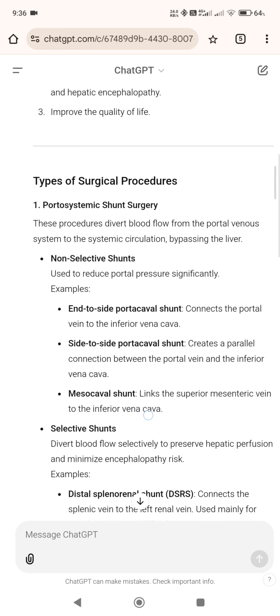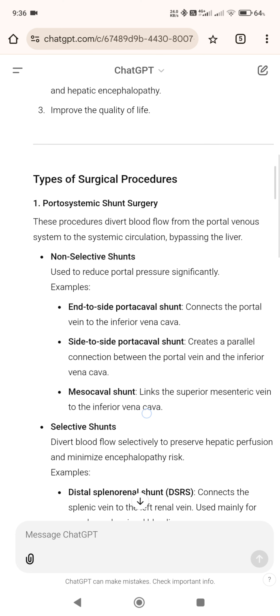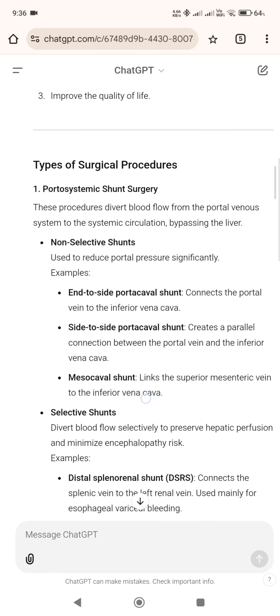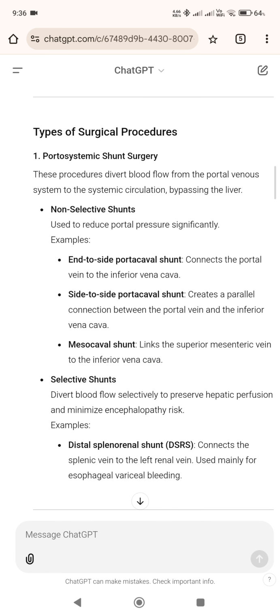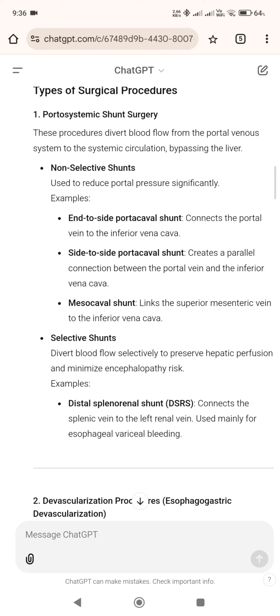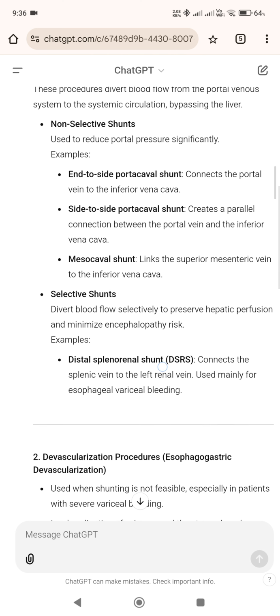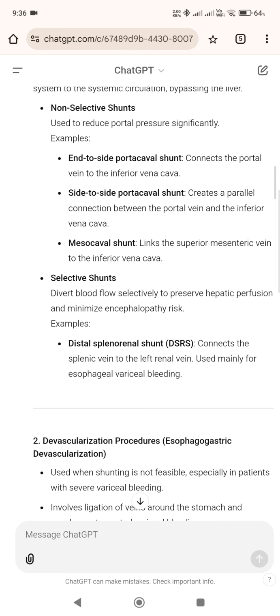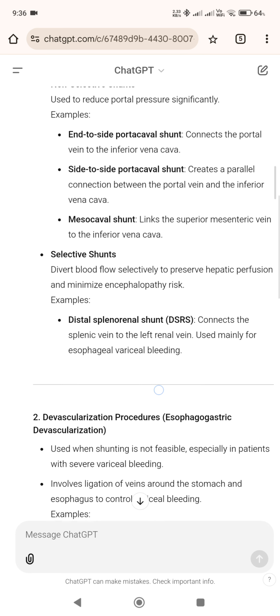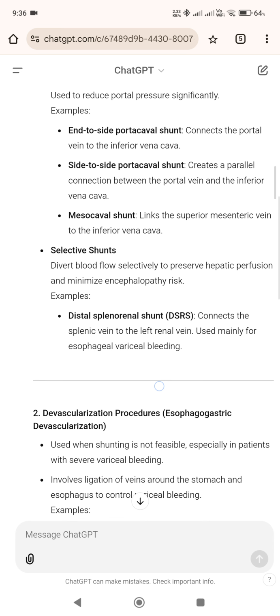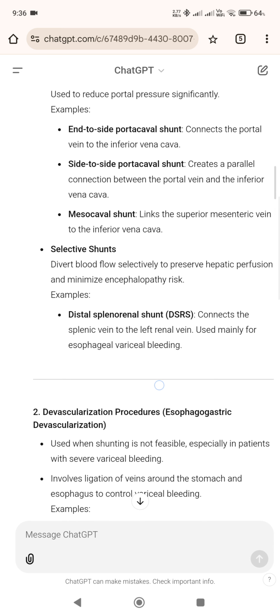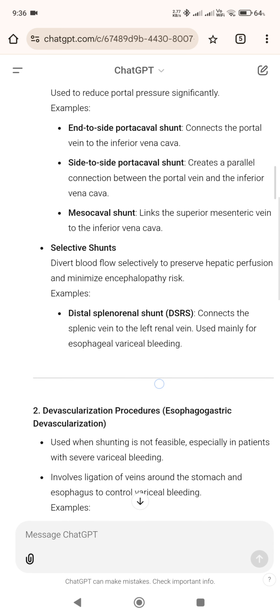Side-to-side portocaval shunt creates a parallel connection between the portal vein and the inferior vena cava. Mesocaval shunt links the superior mesenteric vein to the inferior vena cava. Selective shunts divert blood flow selectively to preserve hepatic perfusion and minimize encephalopathy risk. Examples: distal splenorenal shunt, DSRS, connects the splenic vein to the left renal vein, used mainly for esophageal variceal bleeding.